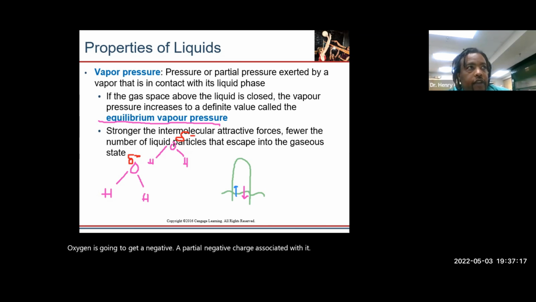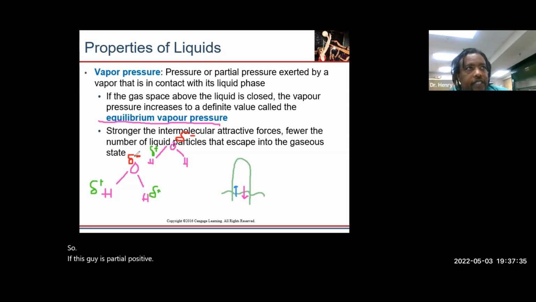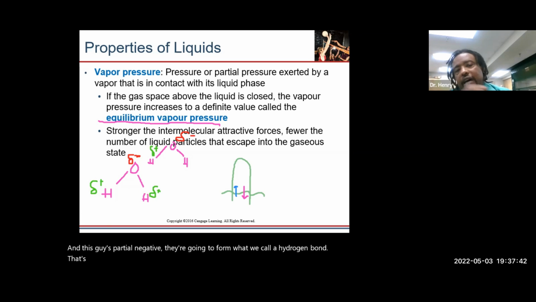And hydrogen is going to have a partial positive charge associated with it. Okay, so if this guy is partial positive and this guy is partial negative, they're going to form what we call a hydrogen bond. That's an interaction. So a hydrogen bond is like a fist-to-fist interaction.